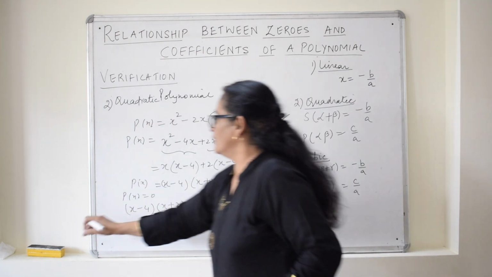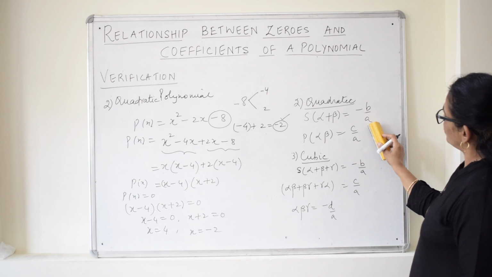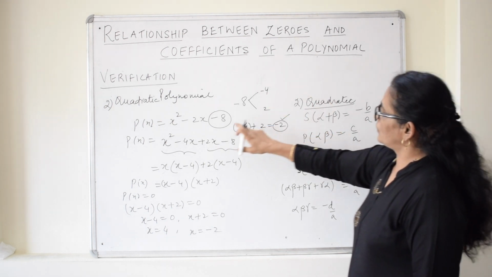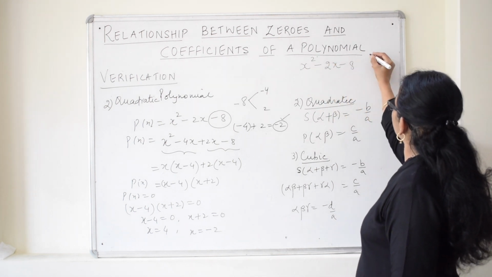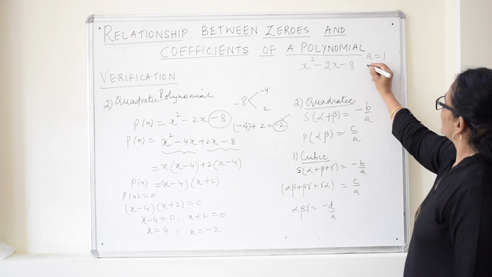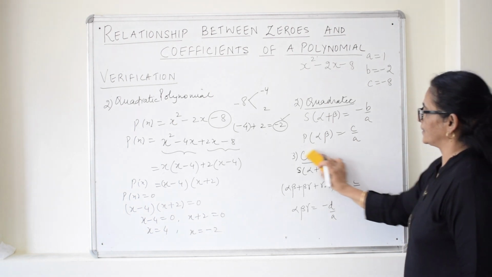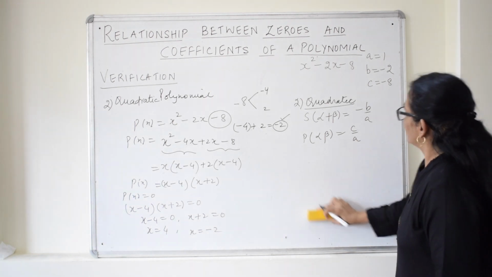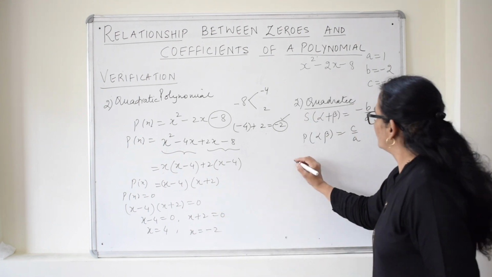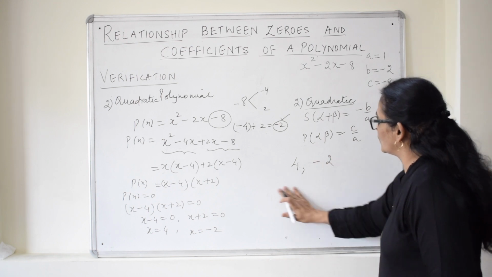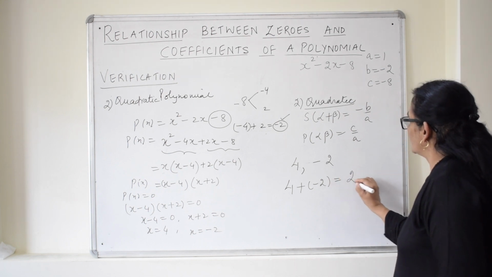Now let's see the verification. Here, in a quadratic polynomial, the sum should be minus b upon a. So the polynomial is x square minus 2x minus 8. Here a is 1, b is minus 2 and c is minus 8. So let's see now the sum of the two zeros. The two zeros we have got are 4 and minus 2. If we do the sum of these two, this will be 2.